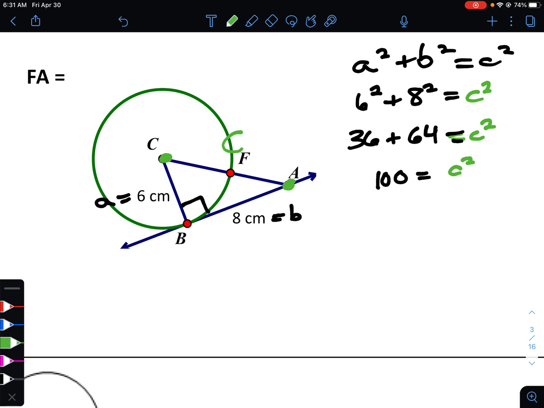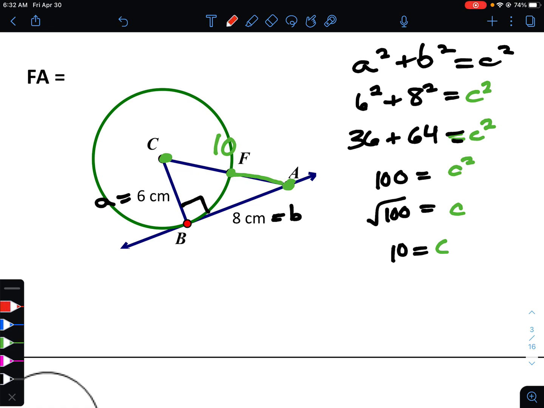And now we'll go ahead and take the square root of both sides of our equation. And so C is equal to the square root of 100, which is a pretty easy one to do even without using a calculator, to know that C is going to be equal to 10. So keep in mind that's the length for this entire distance right here. So it is a length of 10 from A all the way over to C. But we really don't want that entire distance. We really only want to go from A to F or from F to A.